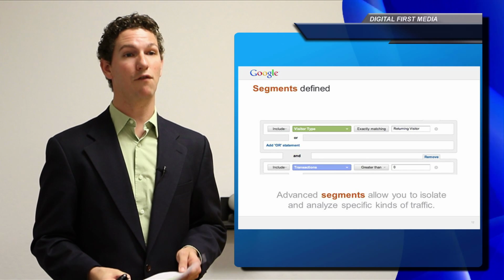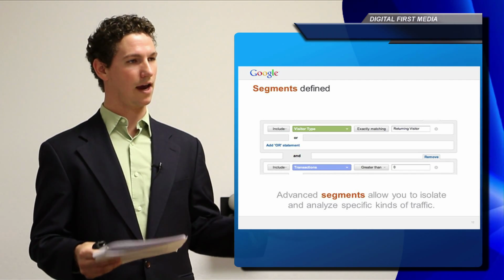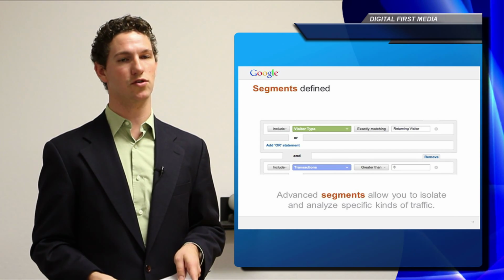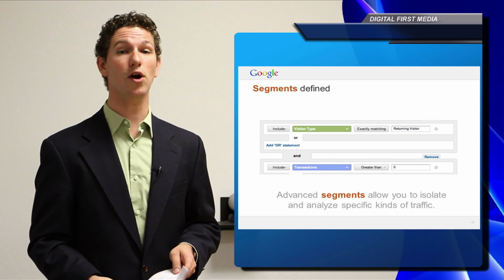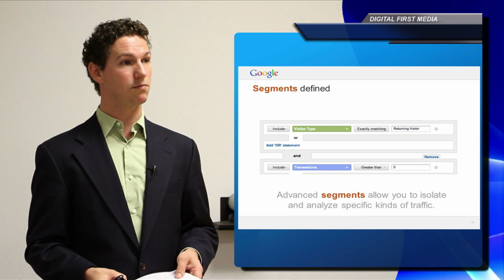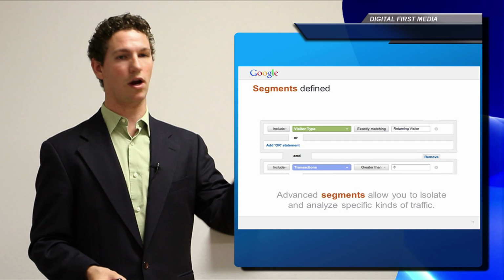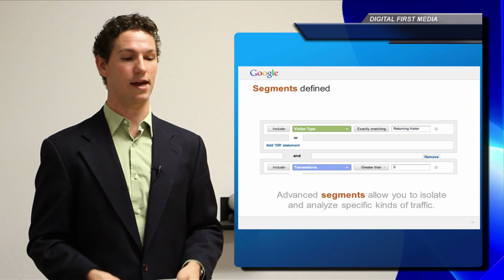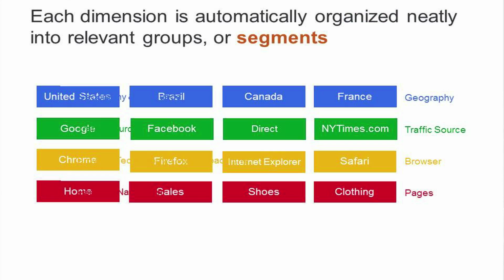For example, if we're curious about how many people are coming from the state of New York, we can segment out New York in the data and see what percentage of our users are coming from New York. Or if we're curious about browsers, we want to invest more into the browser, we can see how many of our users are coming from Chrome versus how many users are coming from Firefox or IE. Each dimension is automatically organized neatly into relevant groups. These groups we call segments. The example we're showing now, we have segmented it out into geography, traffic source, browser, and pages.